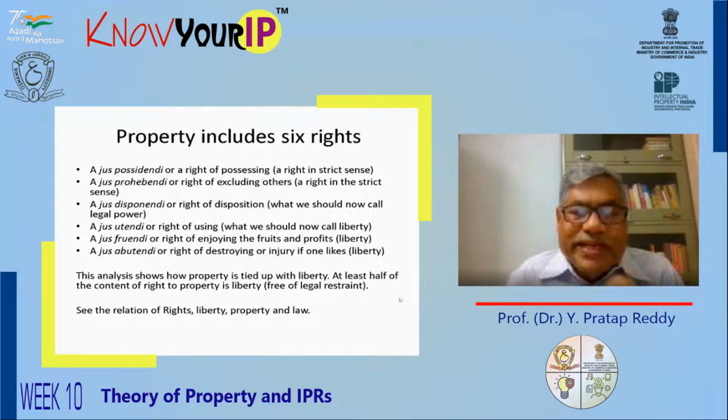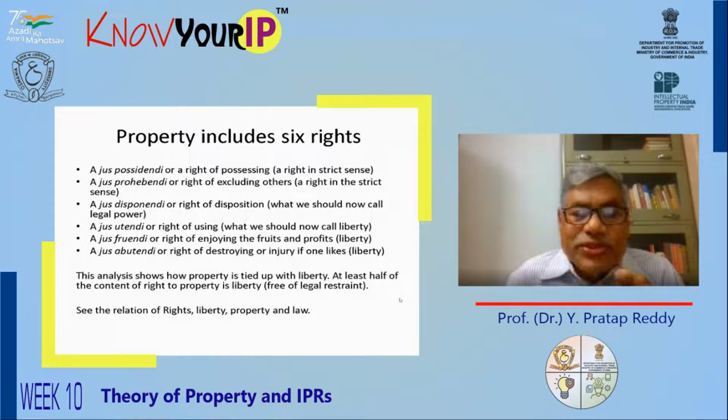Then jus prohibendi, that is the right of excluding others. It is also a right in the strict sense. Jus disponendi, that is the right of disposition, the power of alienation, what we should now call a power. It is a power, because in the wider sense, right includes powers, privileges, and immunities. That is the analysis. So the first two are rights in the strict sense: the right of possession and the right of excluding others. The third one, the right of disposition, is a power on the part of the owner of the property.